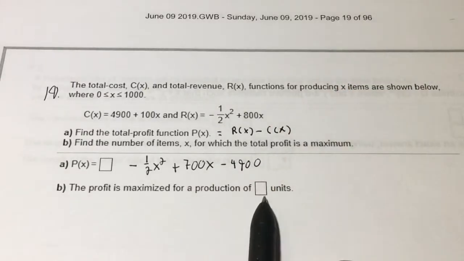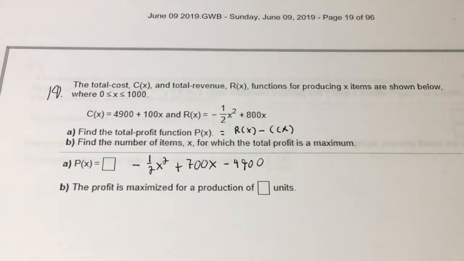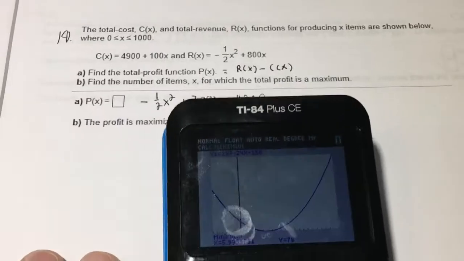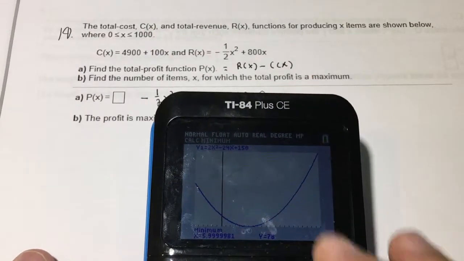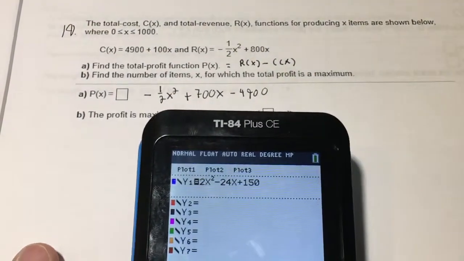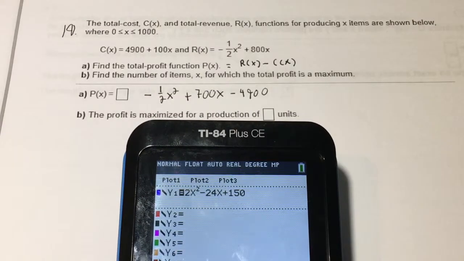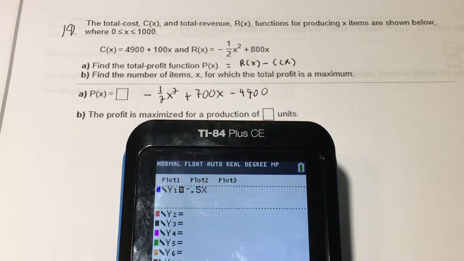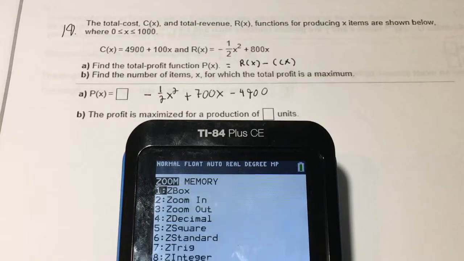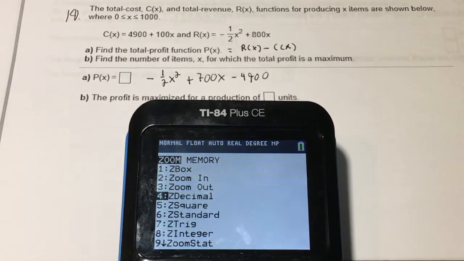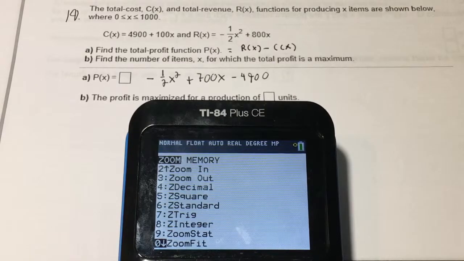The profit is maximized for the production of how many units? So again, we can go to our calculator, and we're going to type this in and see what the maximum value is. So y equals, I'm going to type in the profit function, so that's where the profit is maximized. So negative 0.5 x squared plus 700x minus 4,900. I'm going to graph it. I'm actually going to zoom fit it. Seems like it might be a big graph. So I'm going to go down to zoom fit and see if that brings in everything I need.